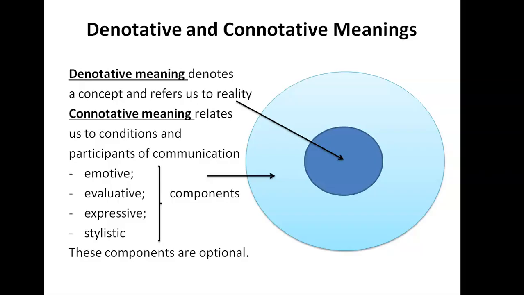Denotative and connotative meanings. Denotative meaning denotes a concept and refers us to reality. Connotative meaning relates us to the conditions and the participants of communication. Components are emotive, evaluative, expressive, and stylistic components. These components are optional.